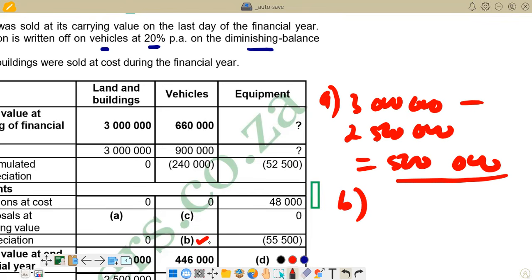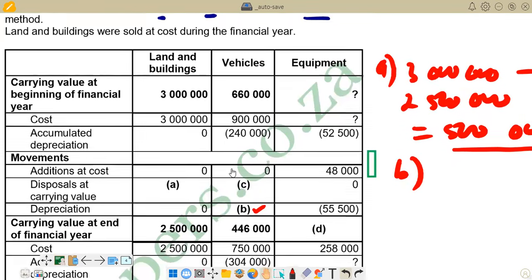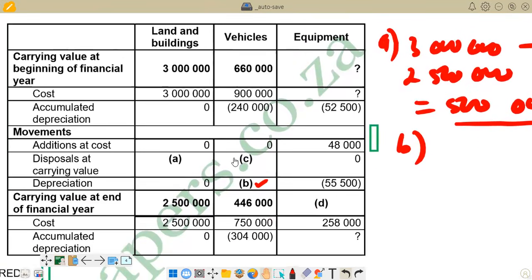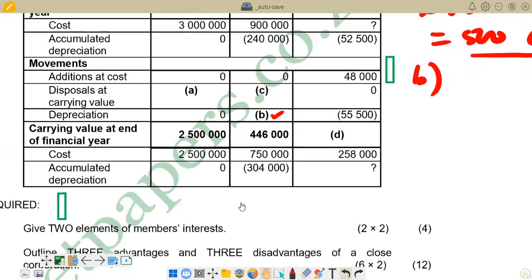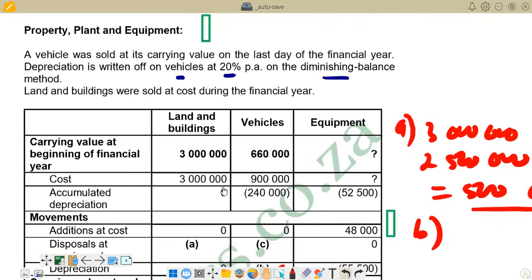B is here. B is there. And if you check that one, it's representing depreciation for the year for vehicles. But we want to see what really happened in terms of these vehicles. I think we put an instruction in terms of those vehicles. Right. If you read here, it's reading a vehicle was sold at its carrying value on the last day of the financial year. Depreciation is written off on vehicles at 20% per annum on diminishing balance.